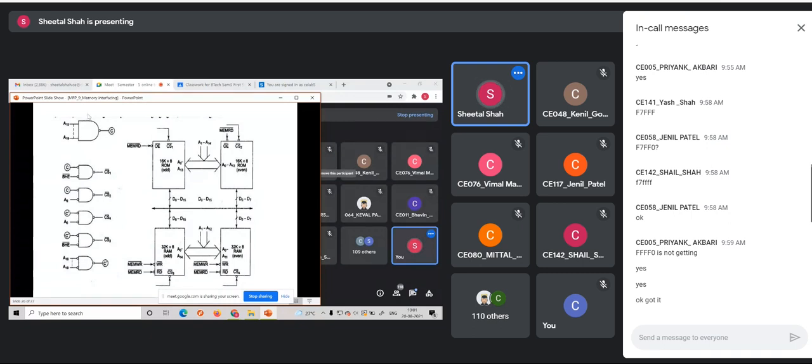Similarly, if all of them are 1 and if A0 is 0, then it would select this particular ROM IC, which is the even bank, because A0, if it is 0, that means it is an even address and it would be selecting this even bank.